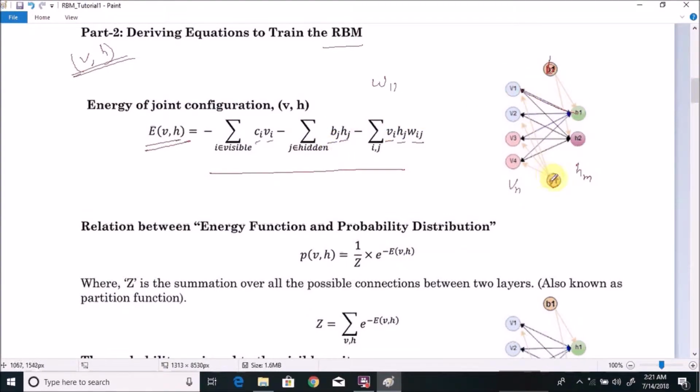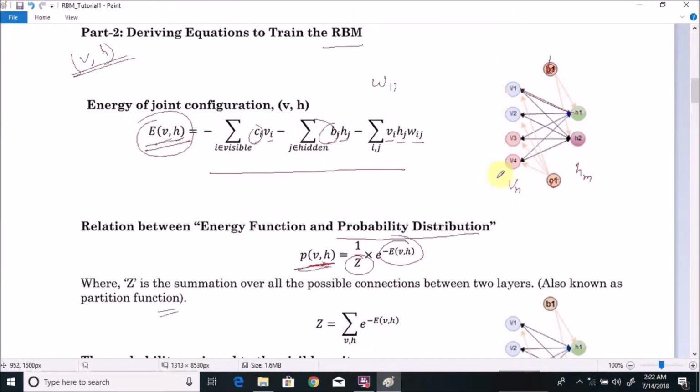Now here, as we represent a single bias for all visible units and a single bias for all hidden units, it may be written as C or B, not Ci and Bj. Now we can use this energy equation to represent the probability distribution of visible and hidden units. Here Z is the summation over all possible connections between two layers, also known as the partition function.